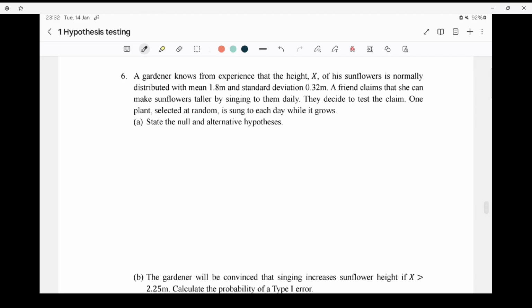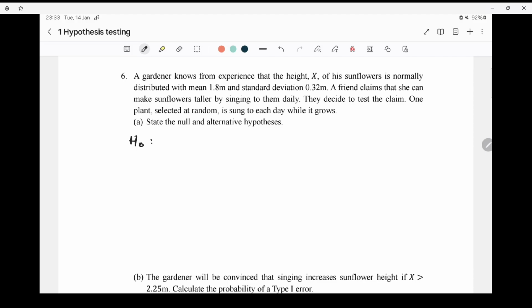So now let's look at the final question on type 2 errors. Basically this one contains type 1 and type 2 errors. A gardener knows from experience that the height of the sunflower is normally distributed with mean 1.8 meter, standard deviation 0.32. A friend claims that if you sing, the sunflower can grow taller. They decided to test the claim. One plant will be sung to each day while it grows. State the null hypothesis and the alternative hypothesis.